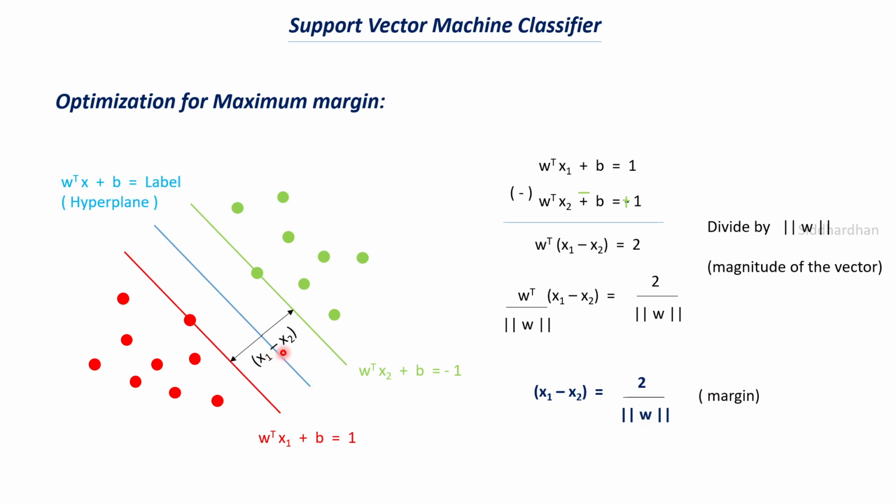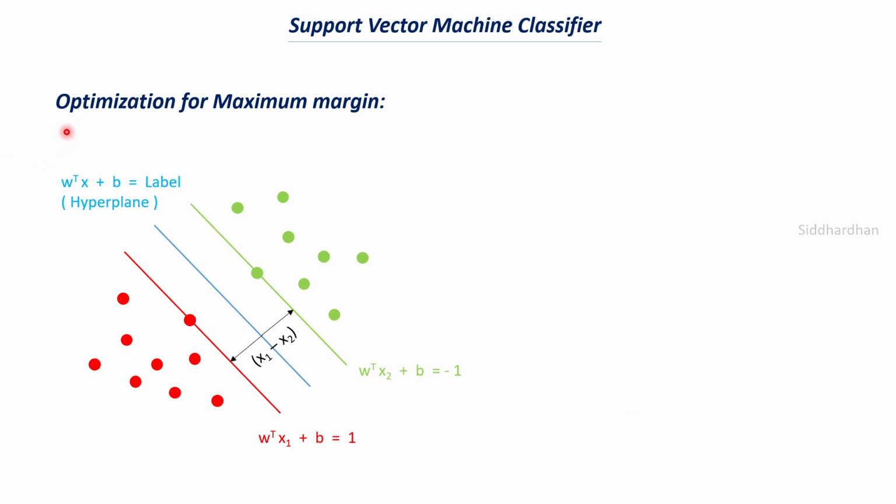So we have the x1 and x2 value, x1 minus x2, which is our margin distance, and this margin distance is given by 2 divided by norm of w, and our goal is to maximize this margin value. Okay, so now let's see how we can maximize this margin value. So that's what we are trying to do here. We are trying to optimize a support vector machine model so that it can have a maximum margin value.